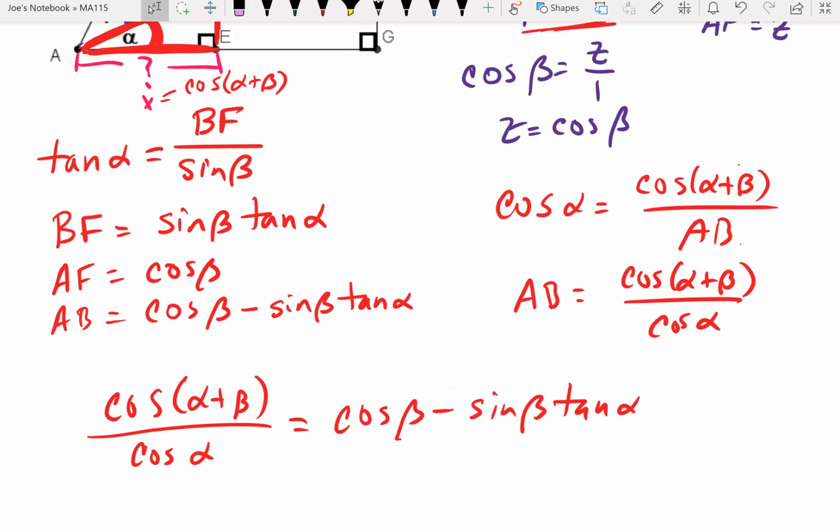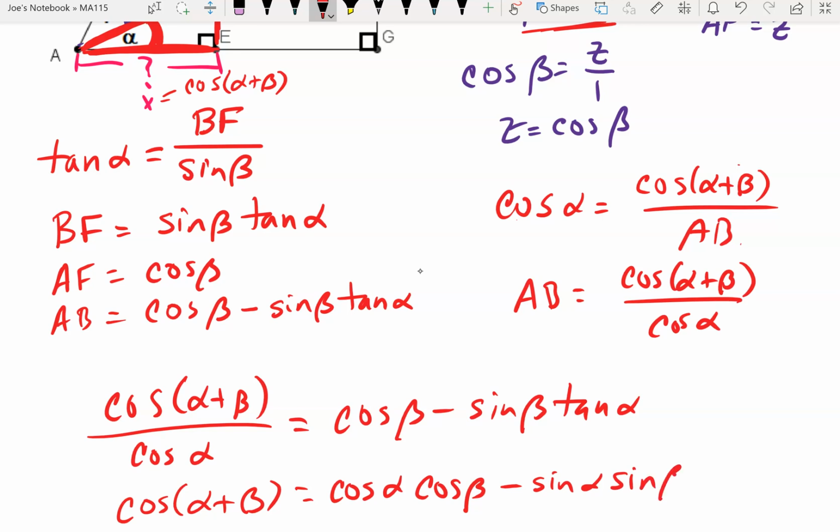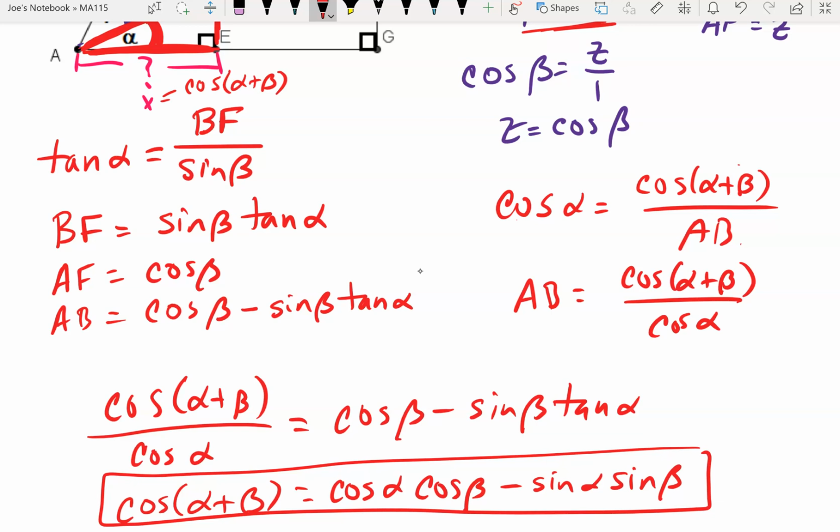So what happens if we solve this for cosine of alpha plus beta? What do I need to do to both sides? Multiply by cosine of alpha, so we get cosine alpha, cosine beta, right? What happens in this term when you multiply it by cosine of alpha? In particular, what's going to happen to this piece right here? It's going to be sine alpha, because the cosines will cancel, correct? So if I just rearrange it, we'll get sine alpha, sine beta. And this is your sum formula for cosine.